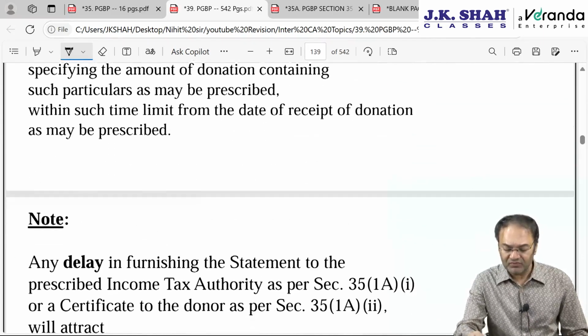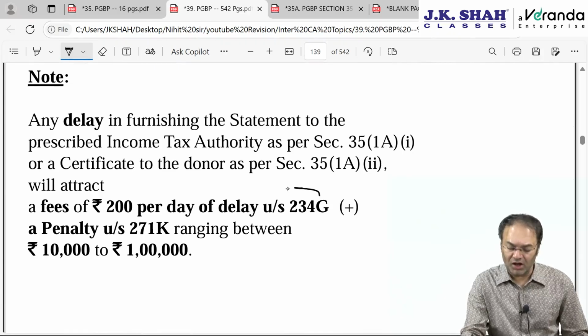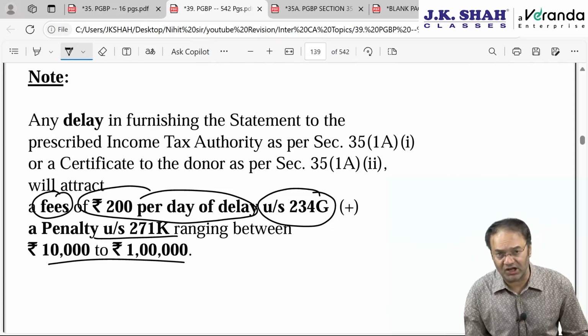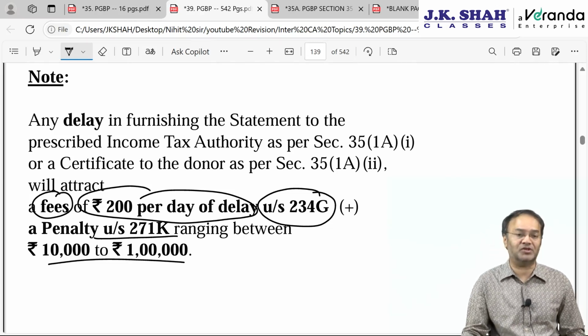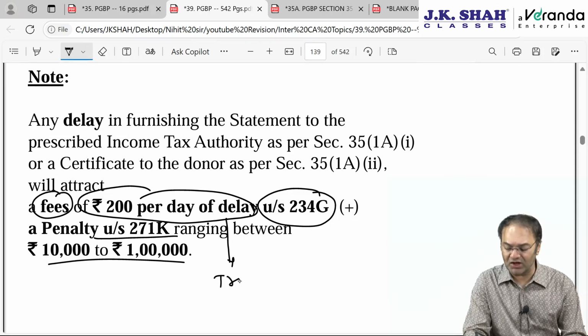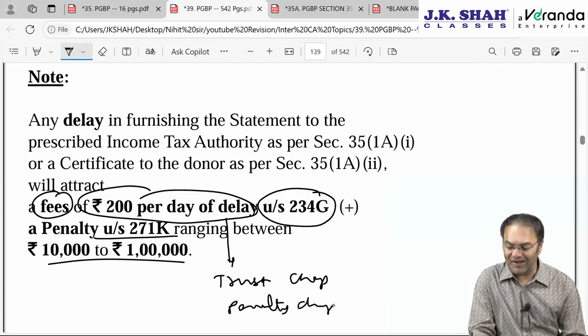Otherwise, if one does not furnish, then under 234G there will be a fee of 200 rupees per day of delay, plus there will be a penalty under 271K ranging between a minimum of 10,000 to a maximum of 1 lakh rupees. This we will be discussing once again in the assessment of charitable trust chapter, plus we'll be discussing it in the penalty chapter. Twice we'll be discussing it, so don't worry about anything.